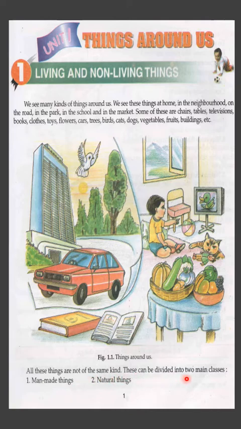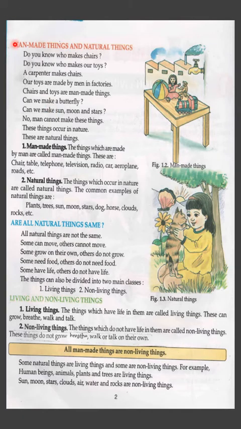These can be divided into two main classes: man-made things and natural things. Do you know who made chairs? Do you know who made our toys? A carpenter makes chairs. Our toys are made by men in factories. Chairs and toys are man-made things. Can we make a butterfly? Can we make sun, moon, and stars? No, man cannot make these things. These things occur in nature. These are natural things.